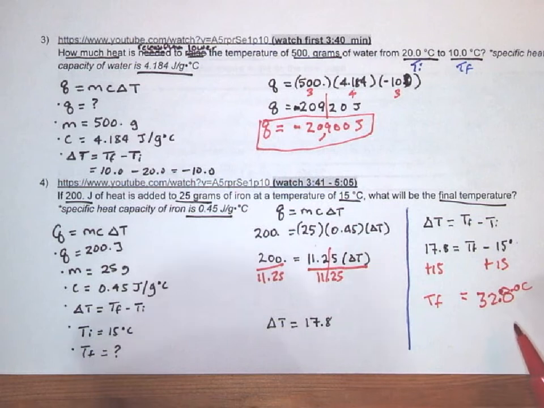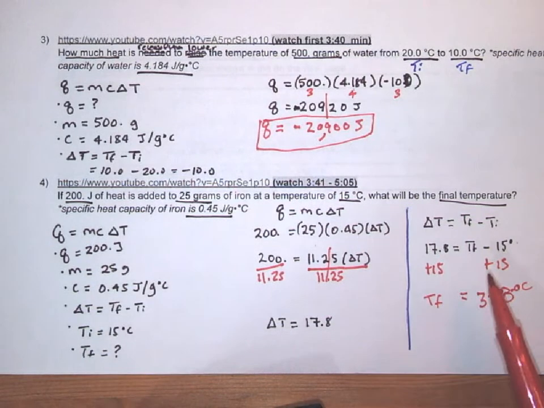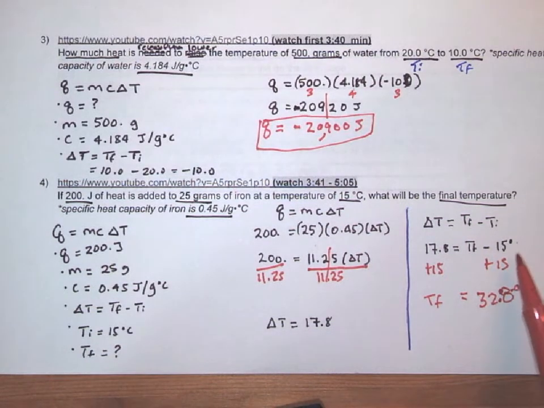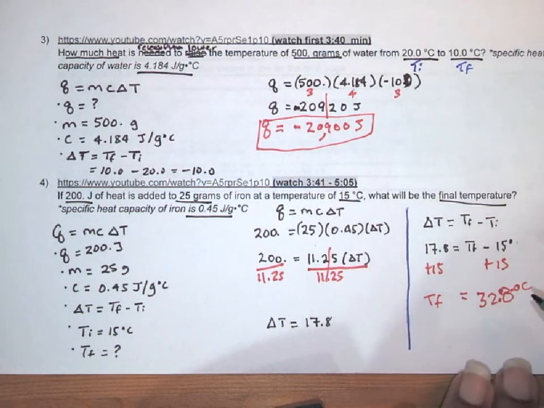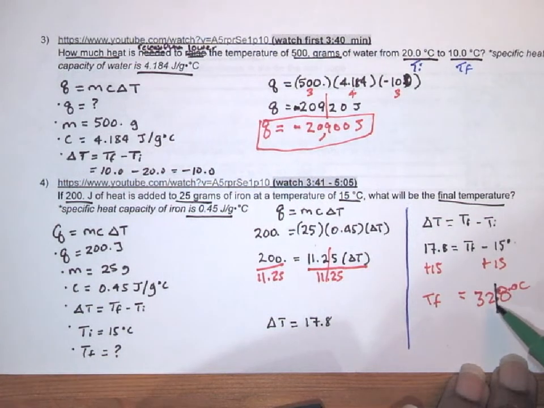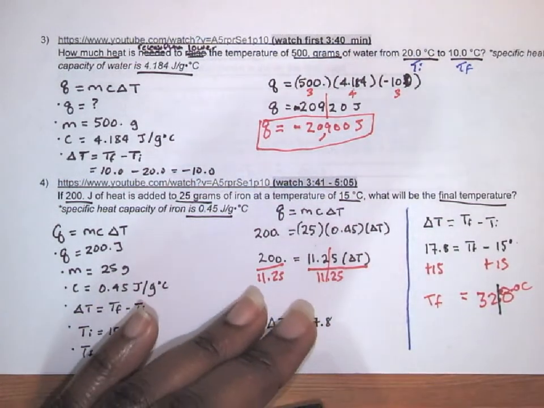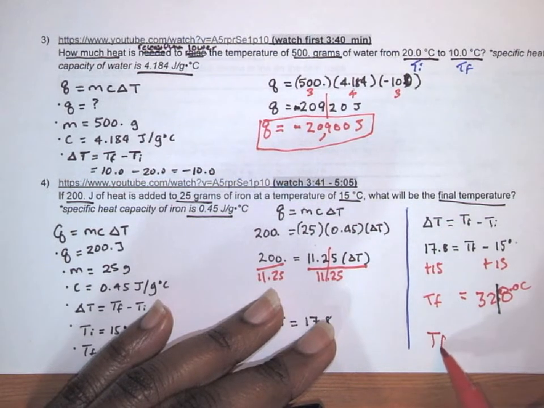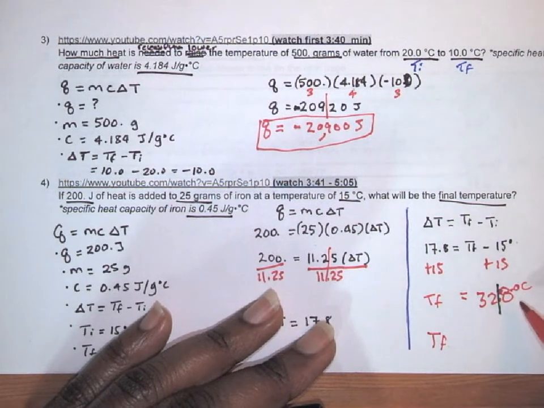Now, with that being said, because 15 degrees has no decimal places, and I'm adding or subtracting here, when you're doing that, we're going to use the least number of decimal places. That means my cutoff for sig figs has to be between the 2 and the 8. And because the number to the right of the cutoff is greater than 4, so 5 or above, I'm going to have to round that up to 33 degrees Celsius.